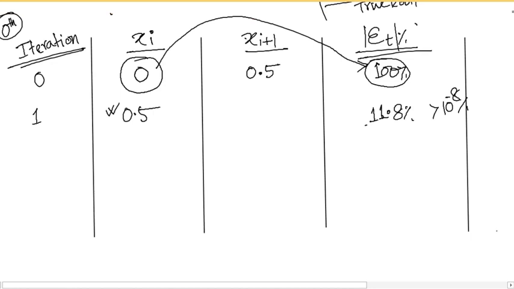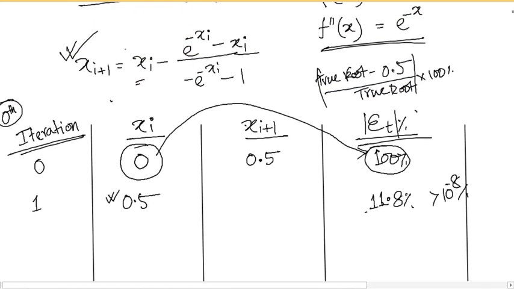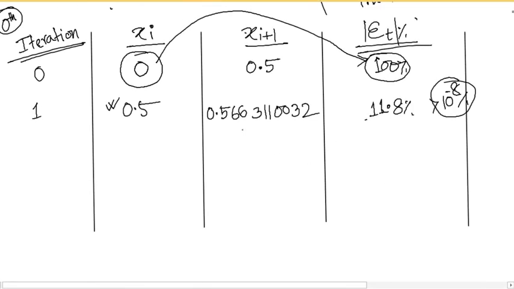And what will be the value of x_{i+1}? If you put the value of 0.5 over there, then what will be the value of x_{i+1}? In this case, it will be 0.566, with as many digits as you can, 0032, just because very high accuracy is required. So this will be going to the next iteration. This will be the value 0.566 311 0032.